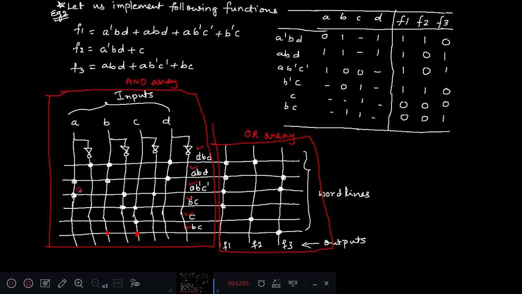You can follow this simple representation in the exam also. For any function implementation given, you can use this simple PLA implementation. We'll continue in the next class. Thank you, students.